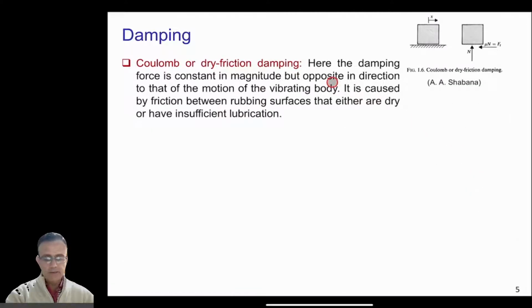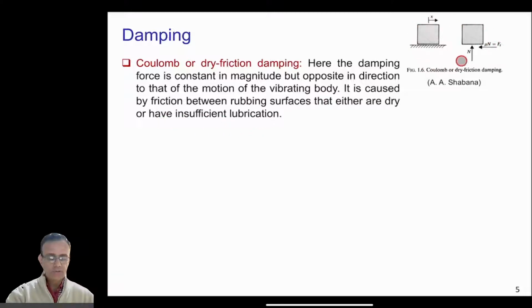Now another type of damping is Coulomb damping or dry friction damping. Here the damping force is constant in magnitude but opposite in direction to that of the motion of the vibrating body, and it is caused by friction between the rubbing surfaces that are either dry or have insufficient lubrication.